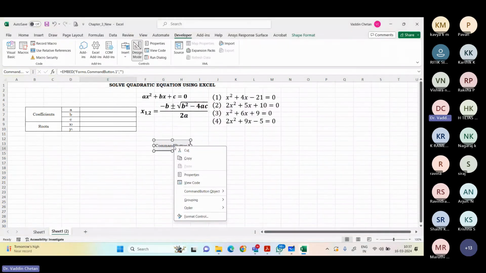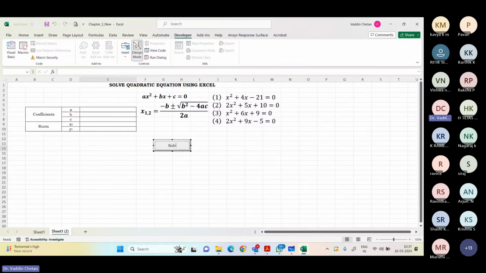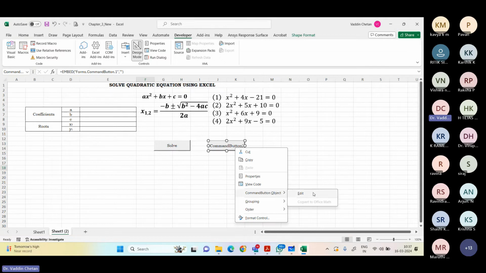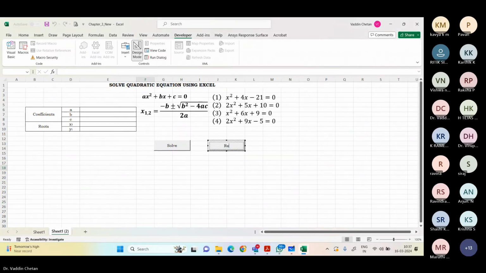Right click on that. Select command button, edit. You will make it as solve. Right? Similarly, go with the insert, command button. Right click on that, command button, edit, reset. Right? So I have two buttons here. One is solve and the second one is reset.